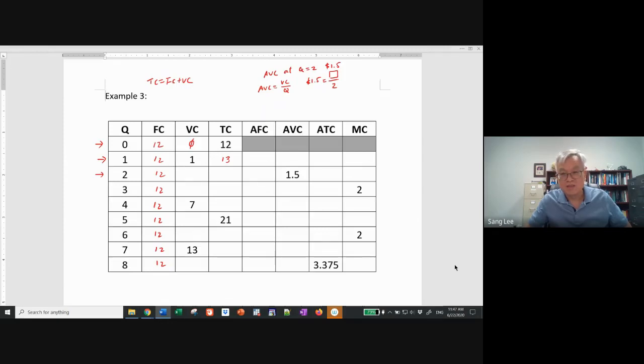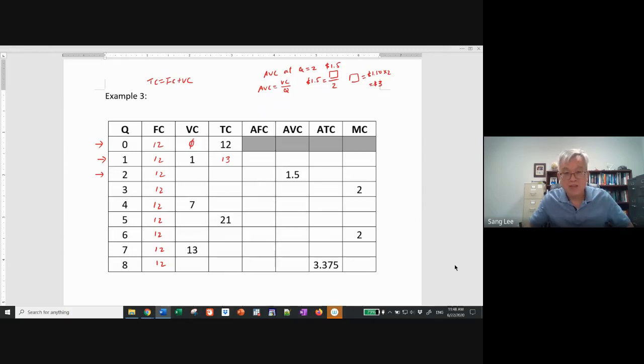So here, the variable cost should be what? $1.50 times 2 is what? $3. What number should you have in this box to have an average variable cost of $1.50? It's got to be $3. Simply using this definition, we can easily figure this out. Now this is the most challenging part in this example.